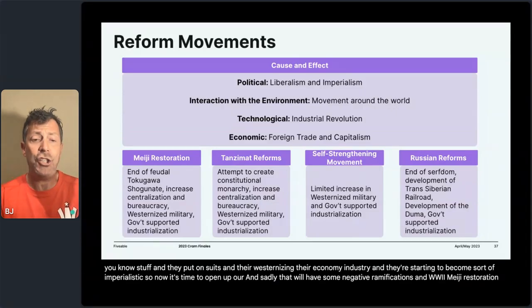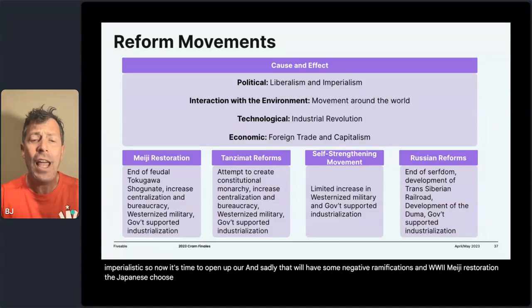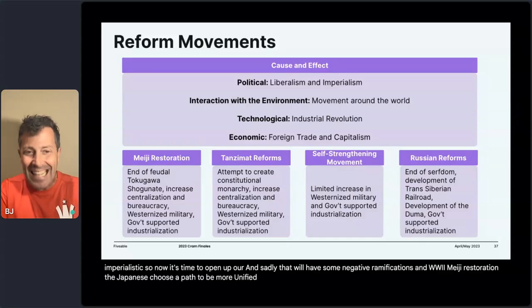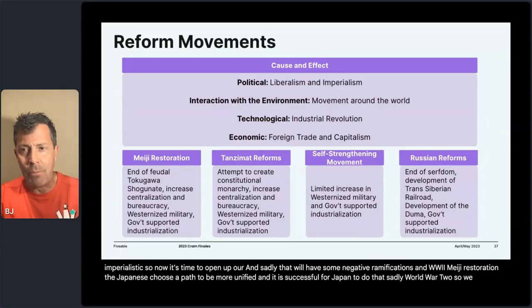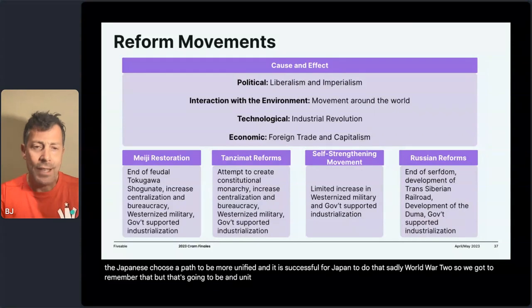With the Meiji Restoration, the Japanese choose a path to be more unified, and it is successful for Japan to do that. Sadly, World War II. We have to remember that, but that's going to be in Units 7, 8, and 9. Now, how did the Ottomans do?